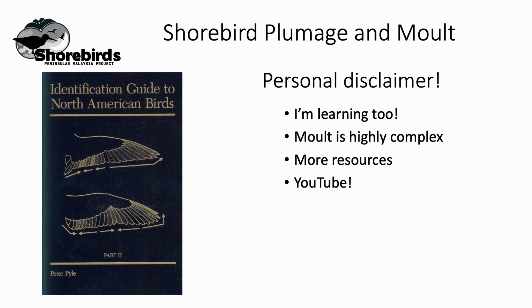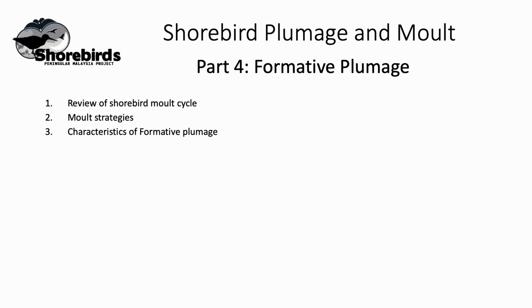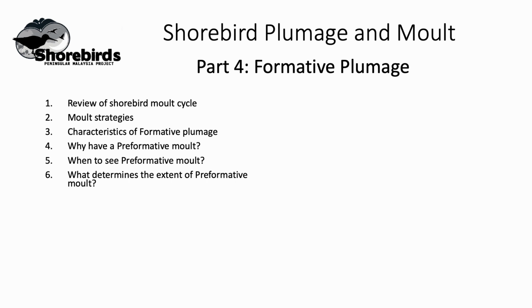So that's my disclaimer, and now I want to give you an outline of this presentation, and I hope I won't put you off right at the beginning, because you will see that it is quite extensive. So we're going to start off by reviewing the shorebird molt cycle, which we covered in the first of this series. And then we're going to briefly touch on molt strategies. After that, we'll look at general characteristics of formative plumage and ask the question, or try to address the question, why do birds have a preformative molt? Why do they have a formative plumage? And then, when is the best time to see preformative molt or formative plumage? And what determines the extent of the molt?